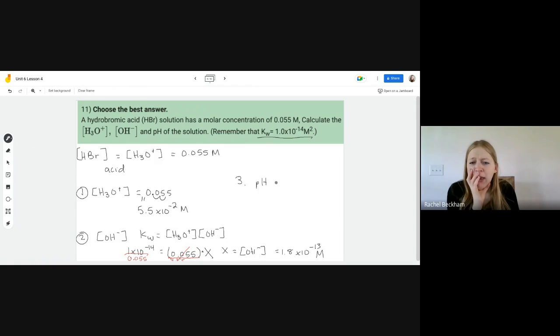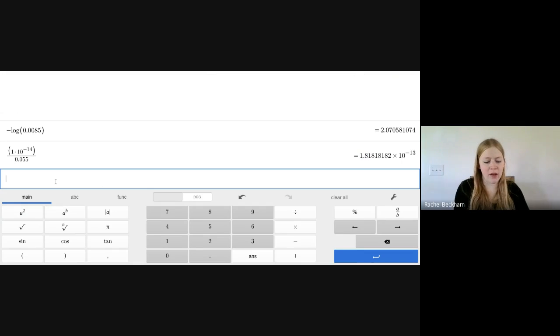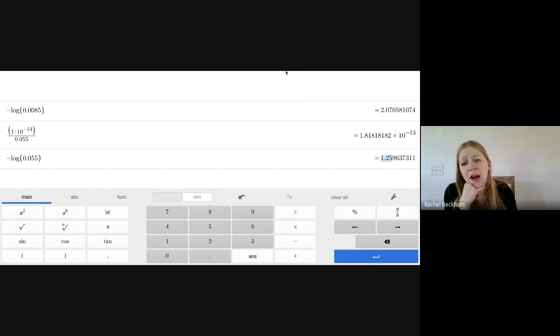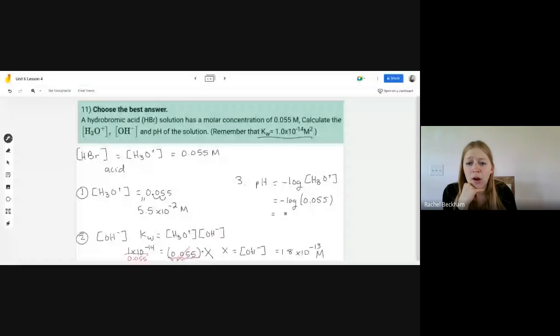And lastly, pH is always the negative log of H3O plus. Okay. So our H3O plus was the 0.055. So we just need to type in negative log of 0.055. And I get 1.26 if I want to round that off. I don't want to write down all of those. So I'm going to keep just these 3, and then that 9 bumps it up from the 5 to a 6. So it's going to be 1.26.